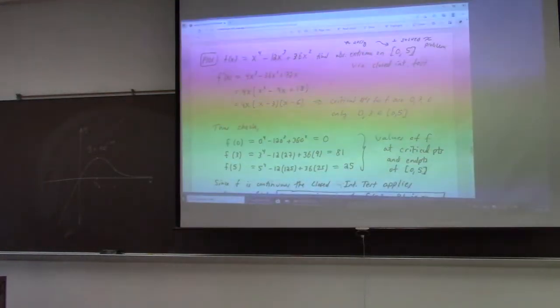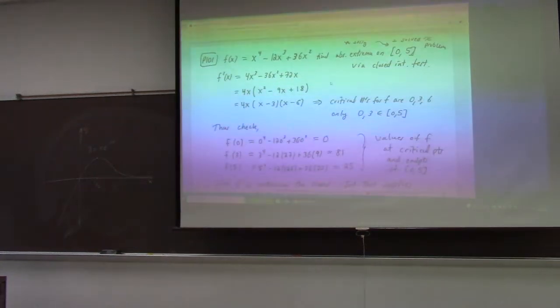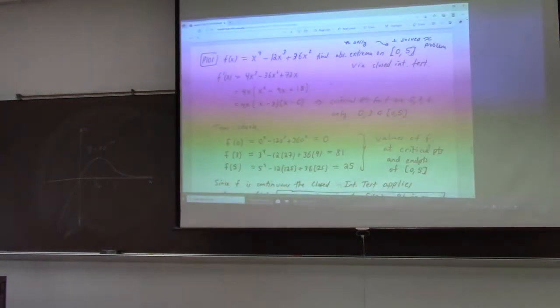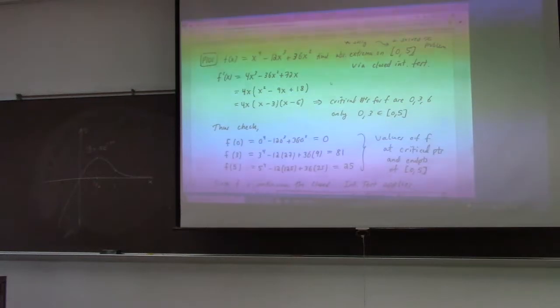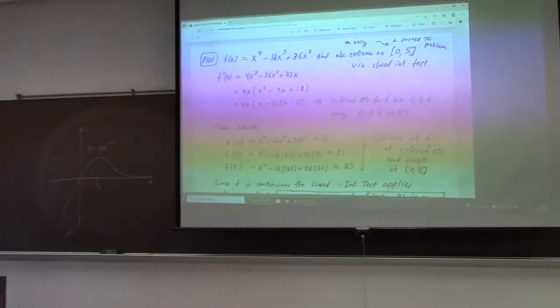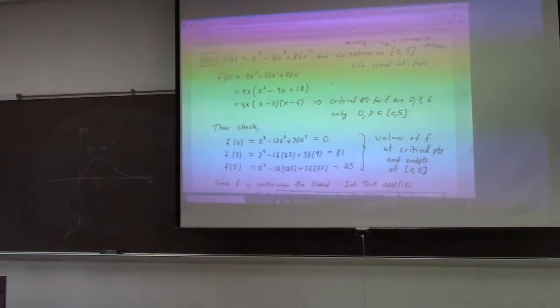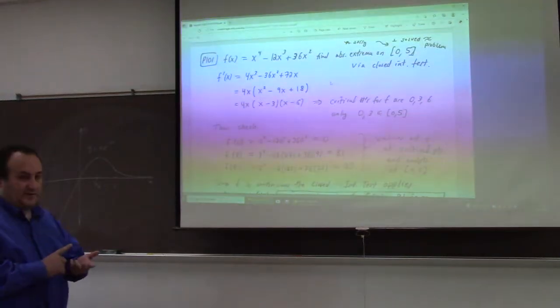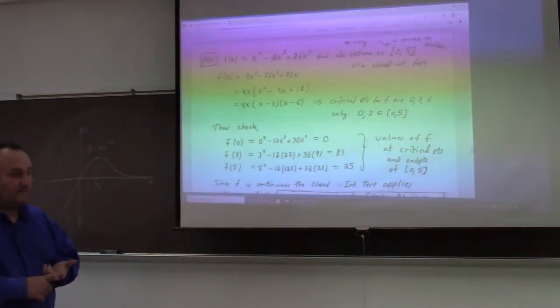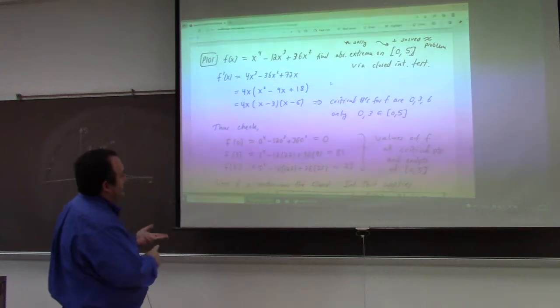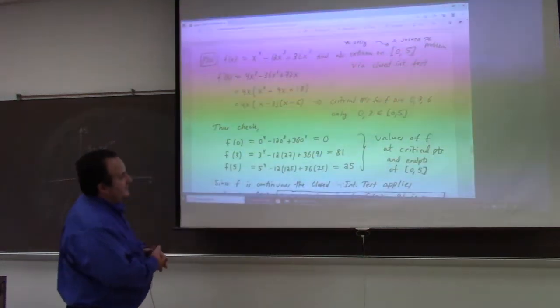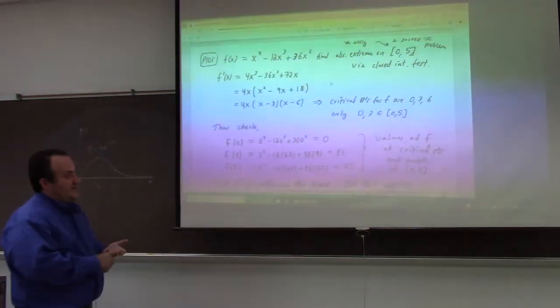So this one here, what are we supposed to do? We're supposed to use the closed interval test. These problems are much easier. It's not a graphing question. It's just a closed interval test question. How do you do these? Make sure your function's continuous. Find the critical numbers, right? So you differentiate it and try to figure out where the derivative is 0. This one has critical numbers 0, 3, and 6.